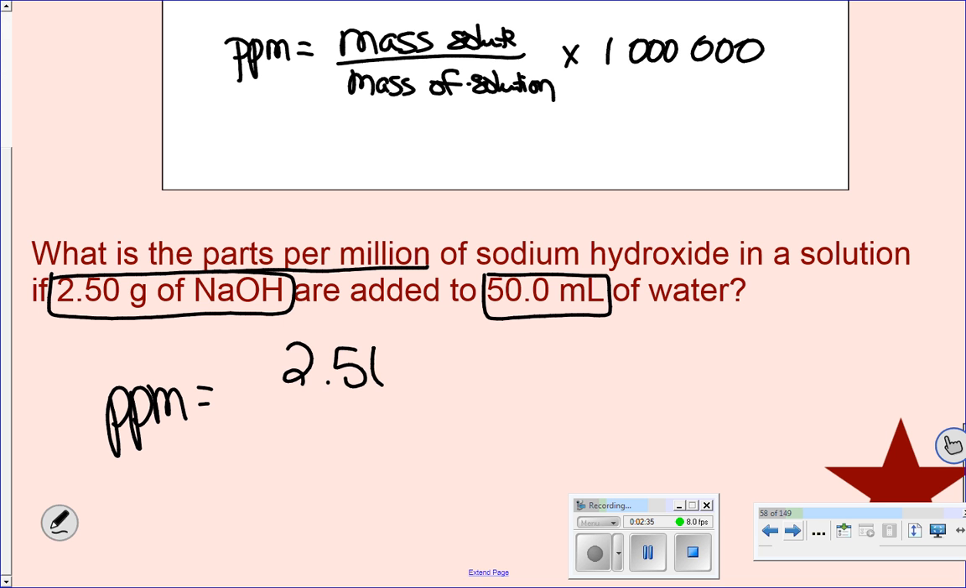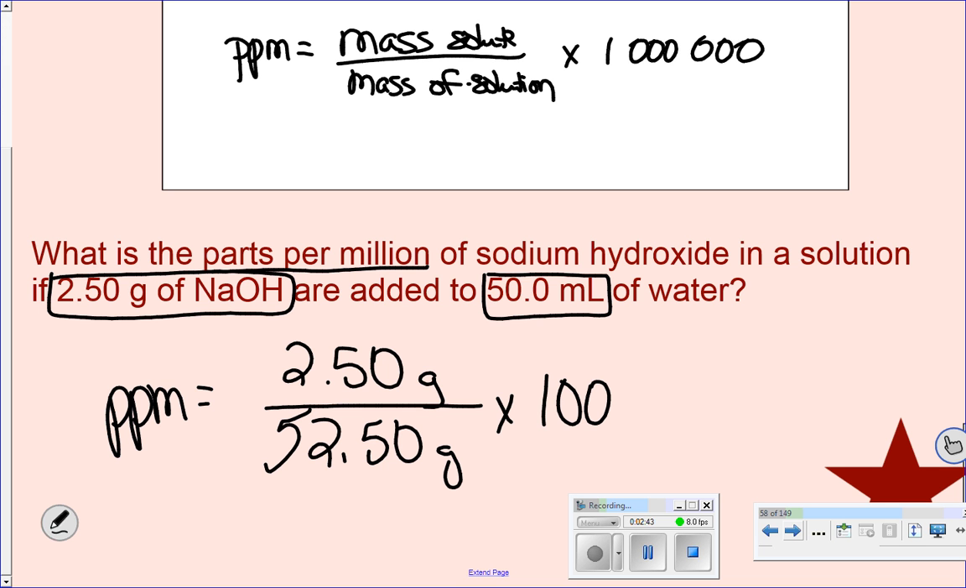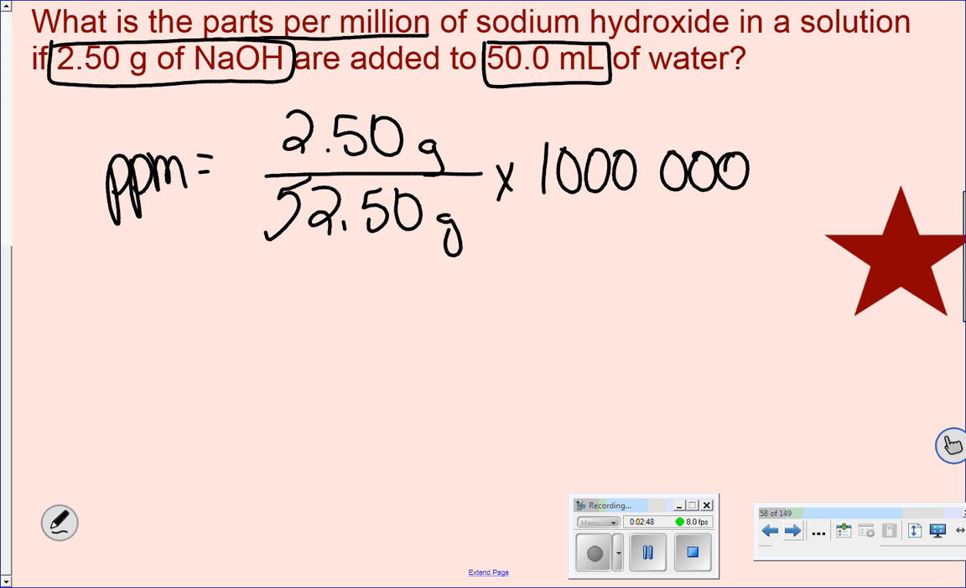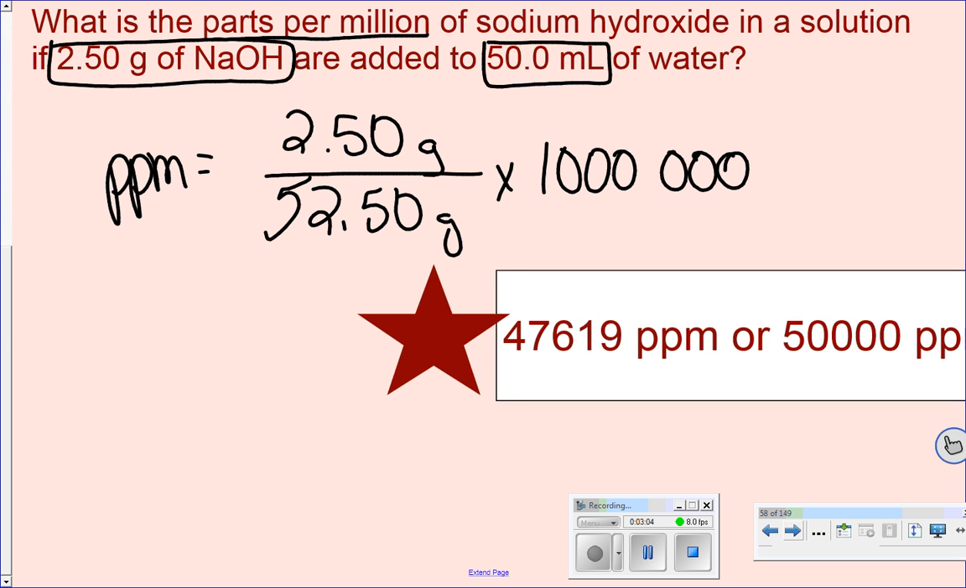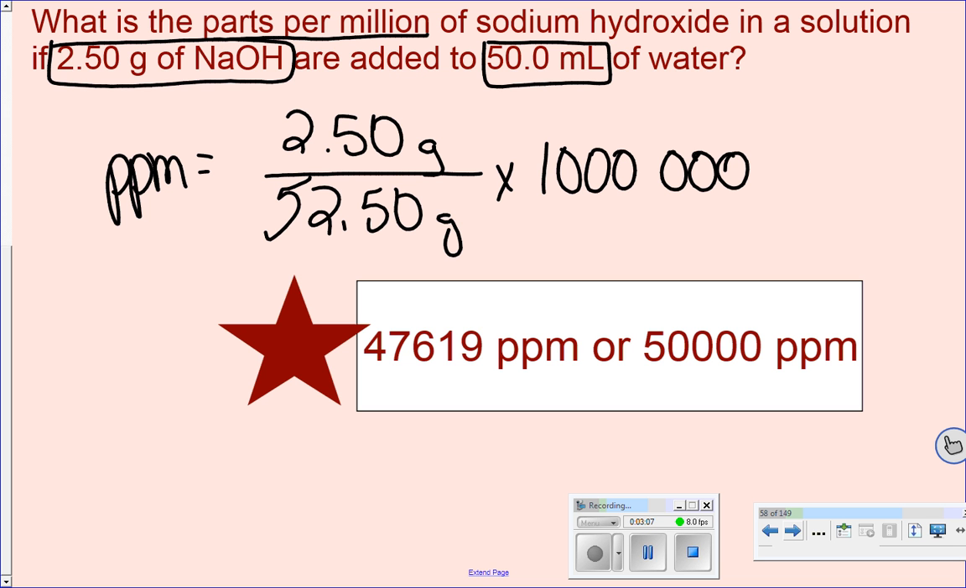So we still have 2.50 grams on top and 52.50 grams on the bottom. Only this time we're going to multiply by a million. So we're pretending we have a million parts instead of just 100 like in percent. If you actually don't sum your numbers on the bottom for this, you'll probably still get the correct answer, because usually, since you're multiplying this by a million, it kind of washes that out, but it's good to be in the habit of putting the total mass of solution on the bottom. So this comes out to 47,619 parts per million, which could be rounded to 50,000 parts per million.